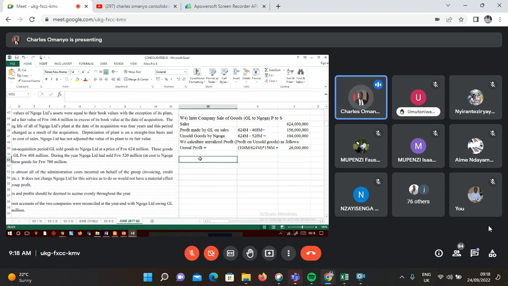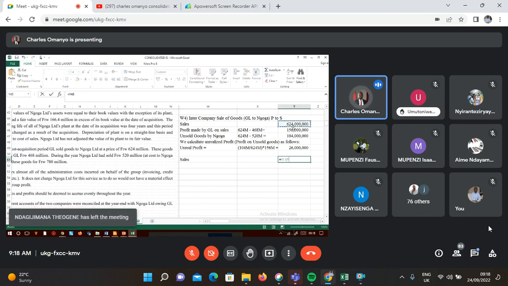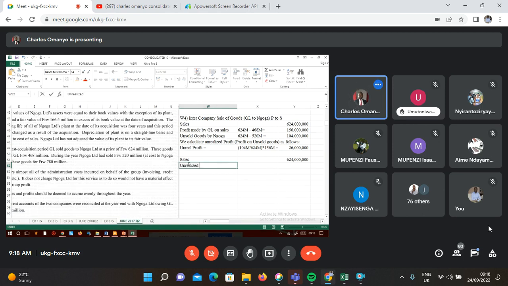Now, remember, as a summary, what is our sales? Our sales is therefore 624. Unrealized profit is 26. Cost of sales, you remember what we said about cost of sales is a balancing figure. If you were there in the last physical class, cost of sales becomes a balancing figure. So 624 minus unrealized of 26, it leaves us with cost of sales of what? 598.